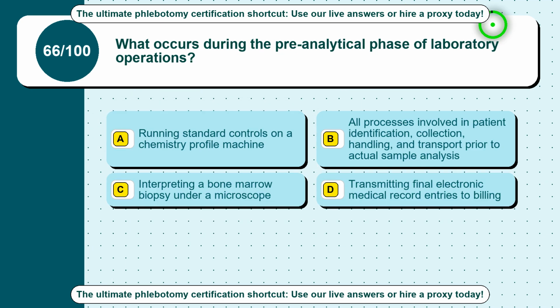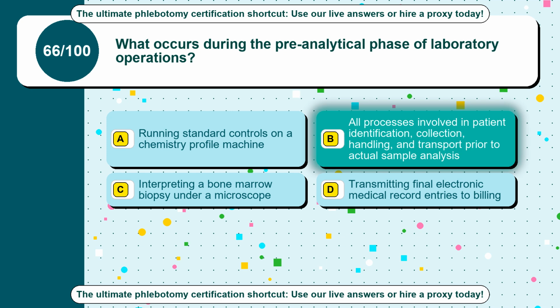Question 66. What occurs during the pre-analytical phase of laboratory operations? Option A. Running standard controls on a chemistry profile machine. Option B. All processes involved in patient identification, collection, handling, and transport prior to actual sample analysis. Option C. Interpreting a bone marrow biopsy under a microscope. Option D. Transmitting final electronic medical record entries to billing.